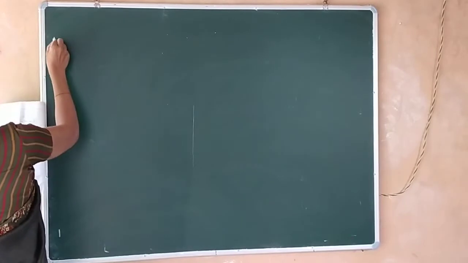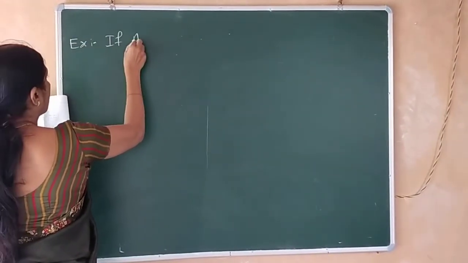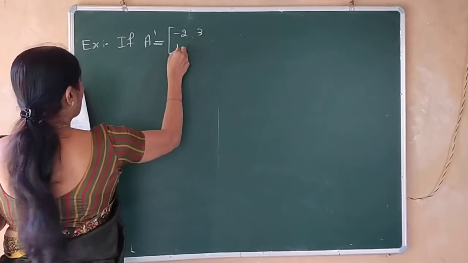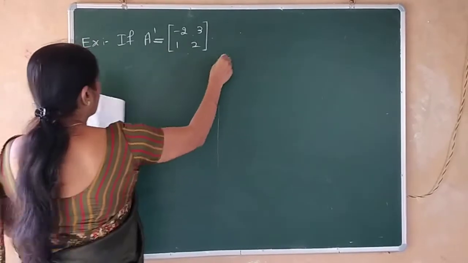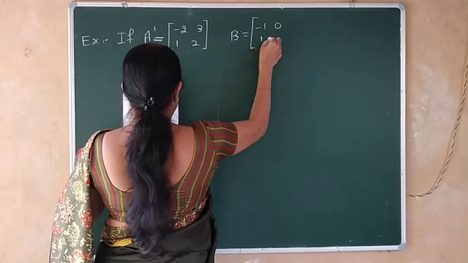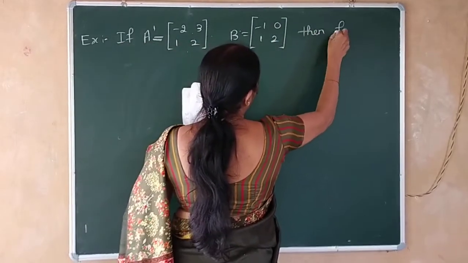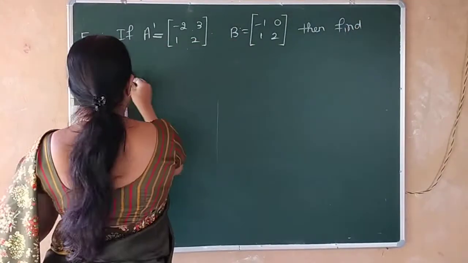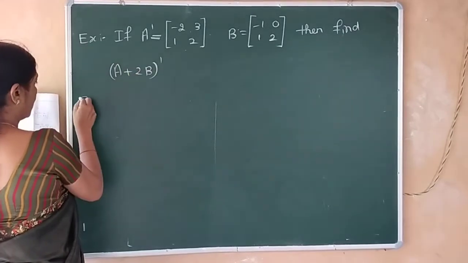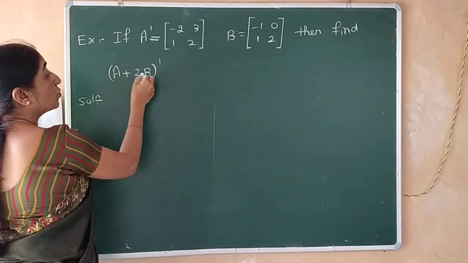The next question. If A transpose is [-2, 3; 1, 2] and B is given as [-1, 0; 1, 2], then find (A + 2B) whole transpose. So this I am explaining to you. See the question. A plus 2B we required.